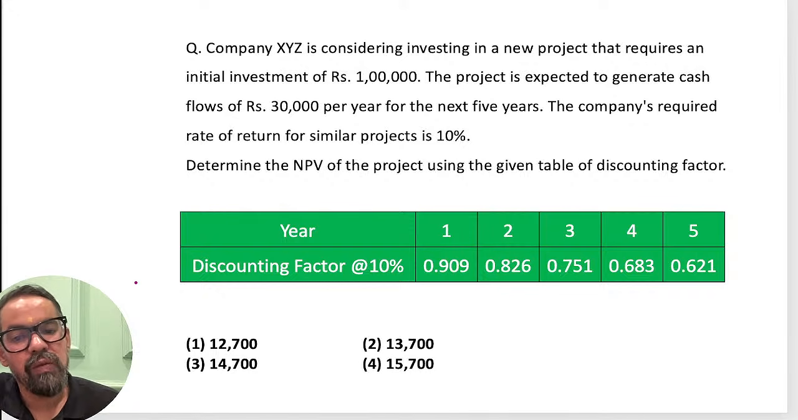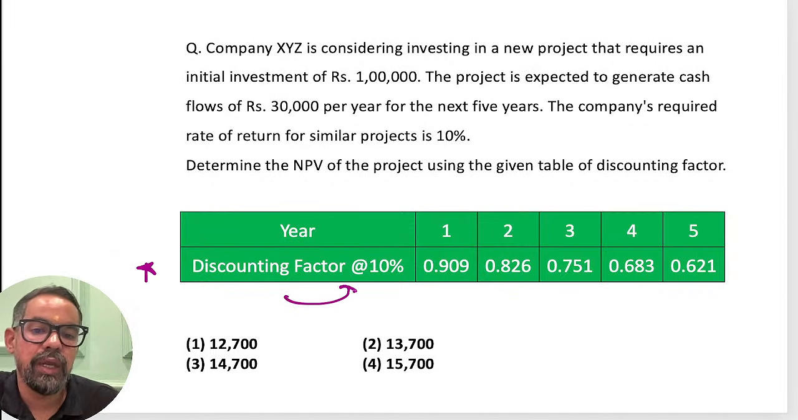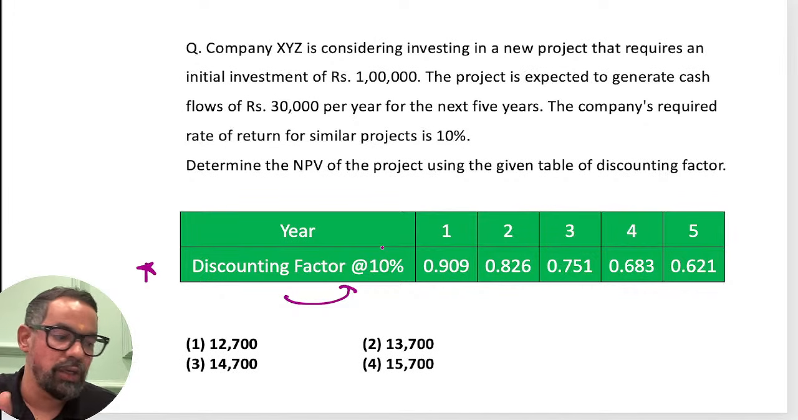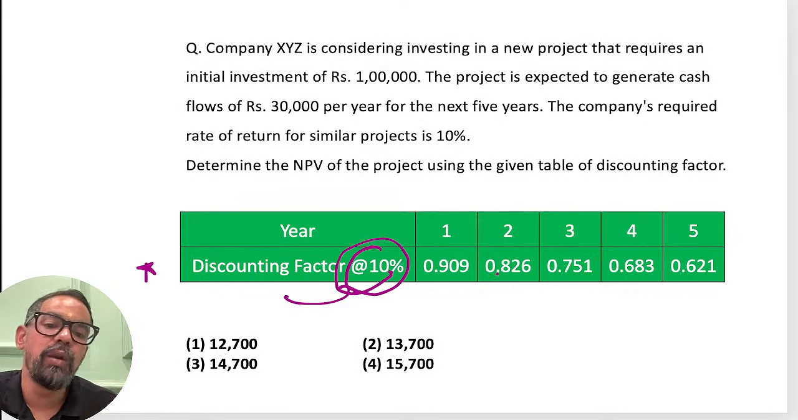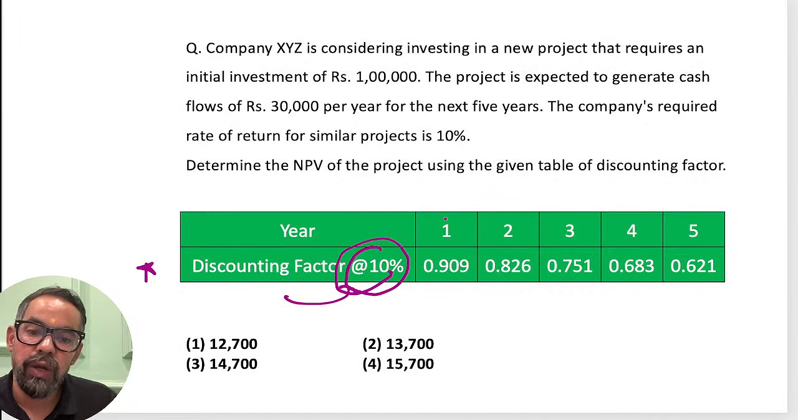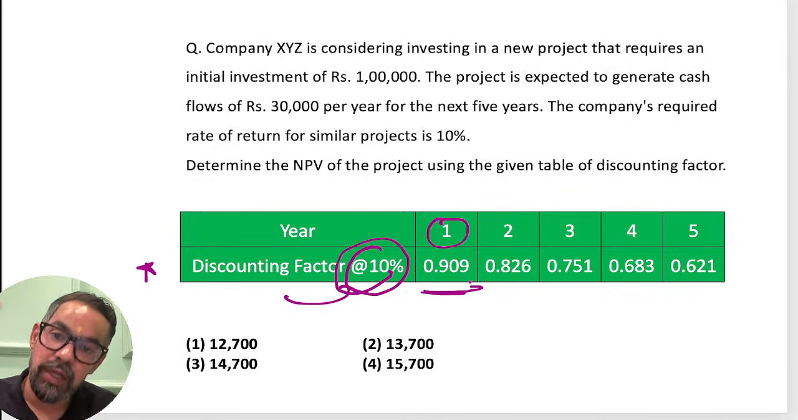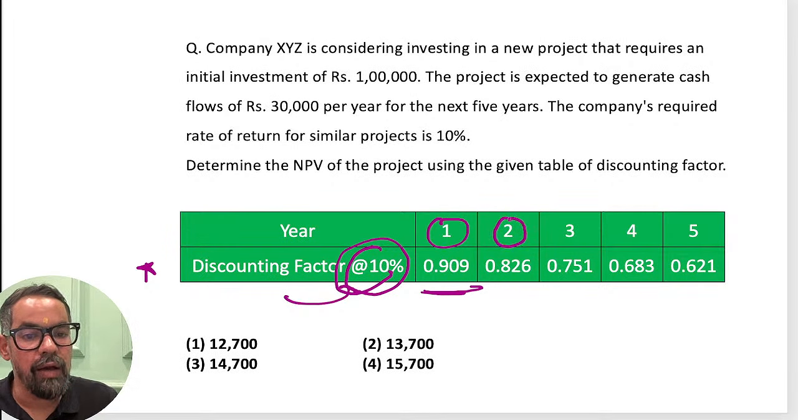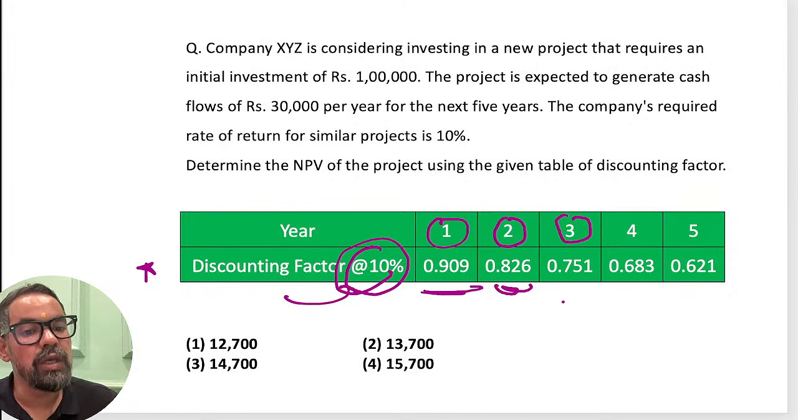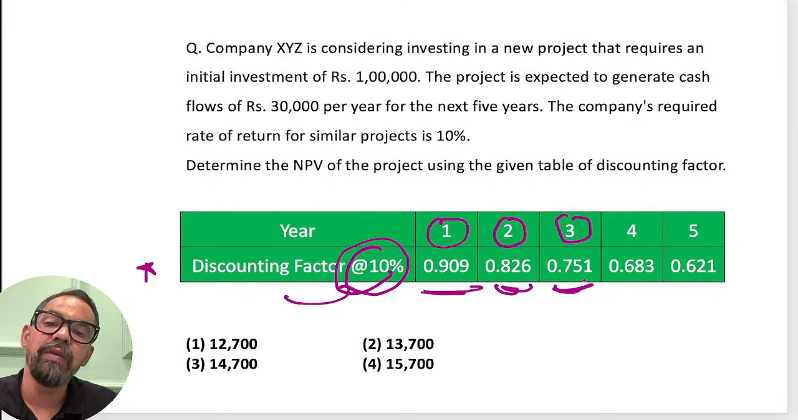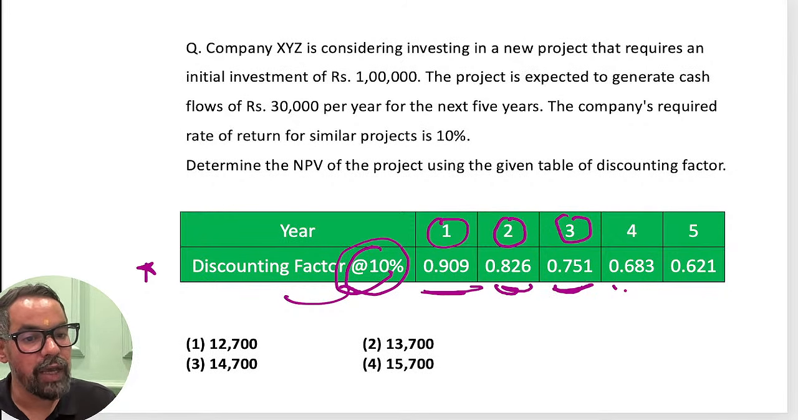Sometimes they'll already discount the rupee. This is your discount factor. Same question. Now what they are doing is that we have already discounted the rupee: today's 1 rupee is equal to 0.909 one year later, today's 1 rupee is equal to 0.826 after 2 years, and 0.751 after 3 years. The values they have already discounted.